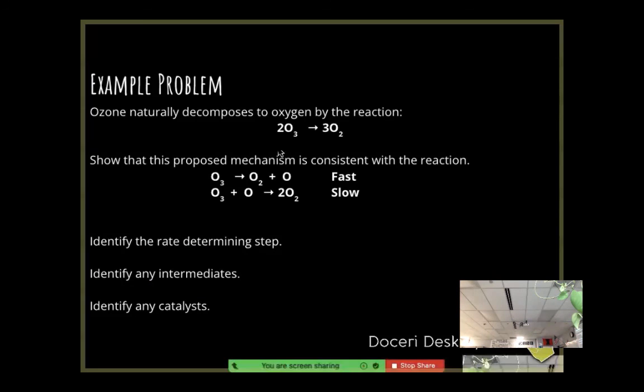All right, last thing here is this last example problem. This shows the decomposition of ozone from O3 to O2. And then the mechanism that's given is 2 steps. The first thing we can do is show that that mechanism is consistent with the reaction. Just like we've done before, we're going to add this up and we're going to cancel out anything that we can before we add it. So we end up with 2O3, and then we're going to add the O2s together. That's where the 3O2 comes from.